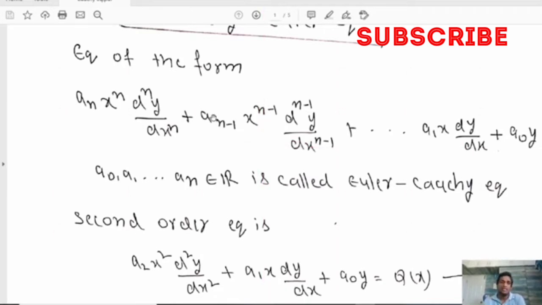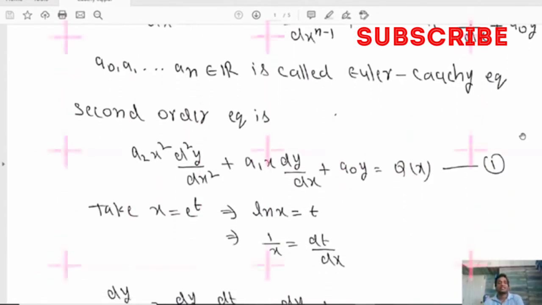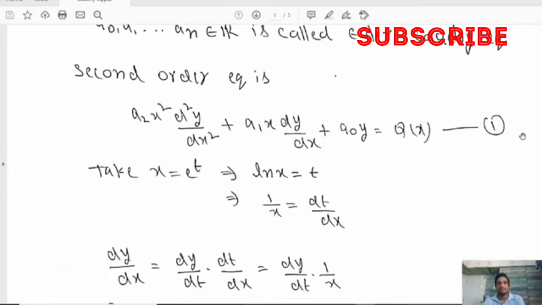The easiest way to recognize it: here x^n goes with the nth derivative, x^(n-1) with the (n-1)th derivative, x with the first derivative, and x^0 means there is no derivative. Like that we have to recognize the Cauchy-Euler differential equation.